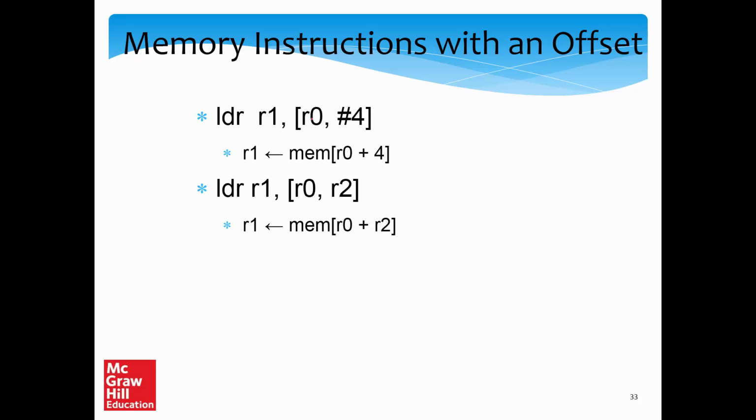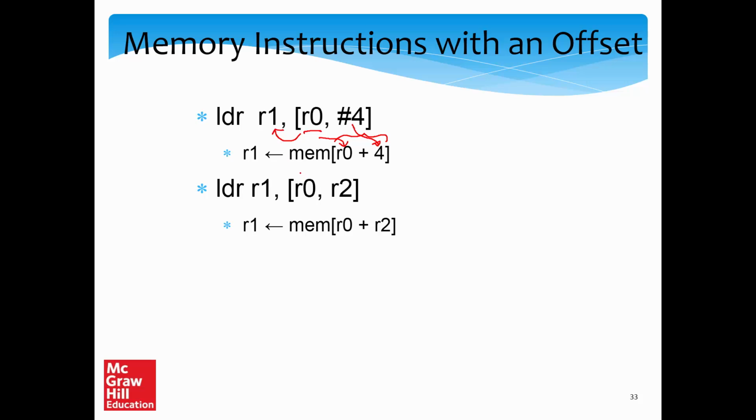ARM also has a base offset kind of mode where we use the basic LDR instruction, the load instruction, to load the value of the bytes that are stored at this memory location, R0 being the base register and 4 being the offset. So in this case, 4 is the offset that is being added to R0, and then this is being saved in R1. So it's a base offset mode of addressing.